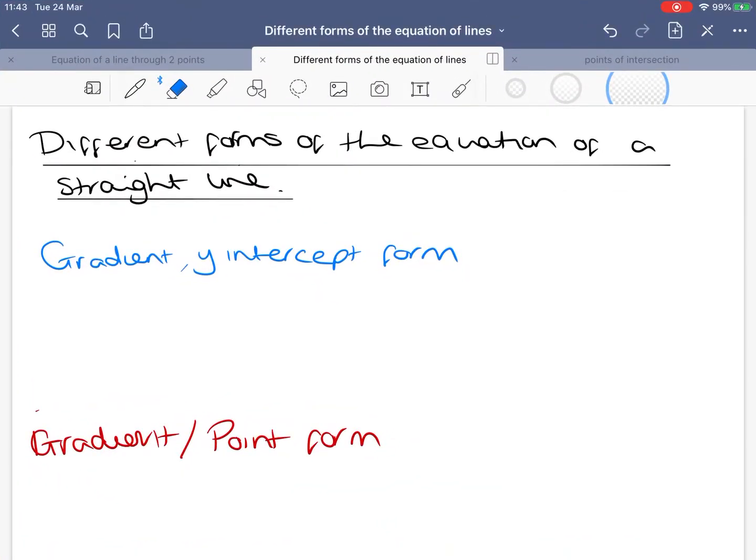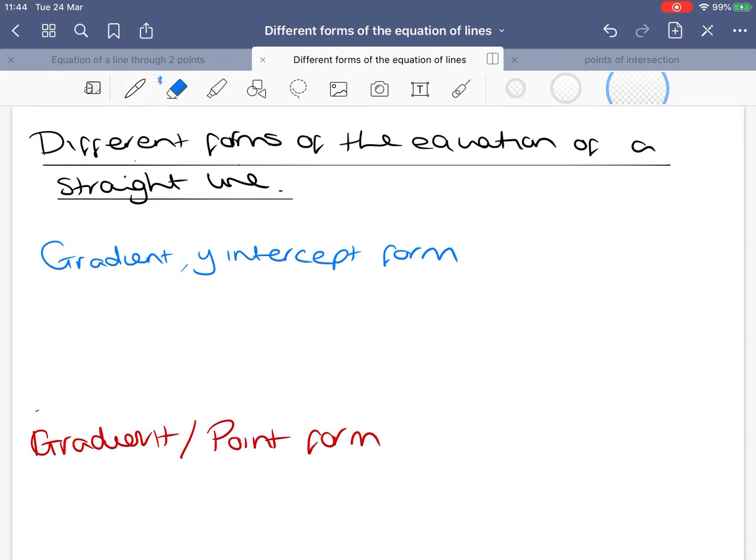Okay, so today we're going to continue with our equation of straight lines, but we're going to look at the different ways that we can write the equation of a straight line. Just like you can have equivalent fractions that mean the same thing but are written differently, you can do exactly the same with straight lines.